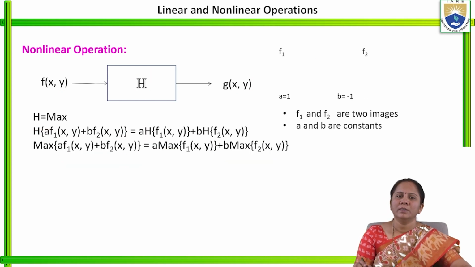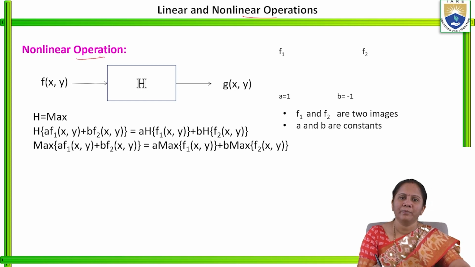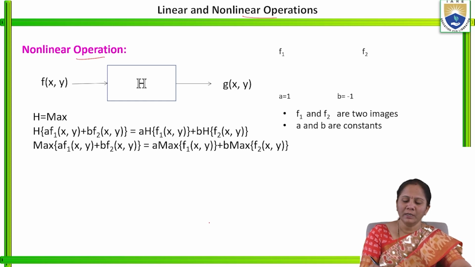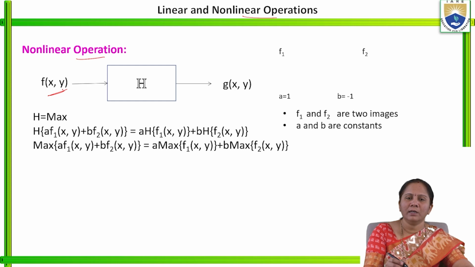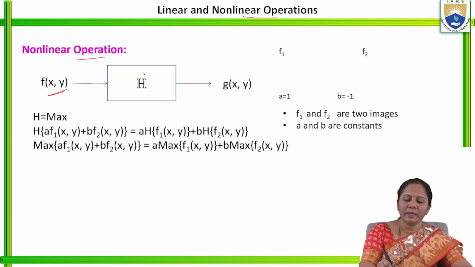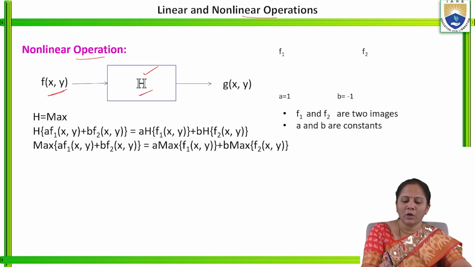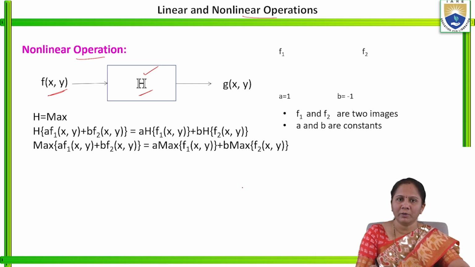Coming to the next one, that is non-linear operation. Considering the same principle, consider the input image f of x comma y, and if you apply any operation on that image, here the operator is considered as h. If you apply any operation on that image f of x comma y, then the output image we are getting is a modified image.